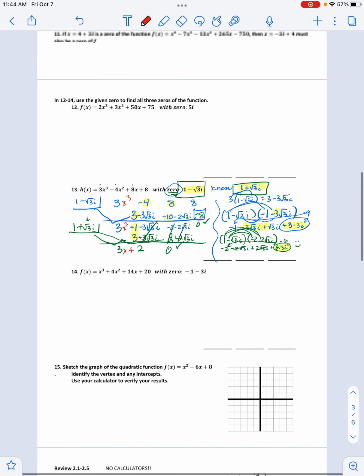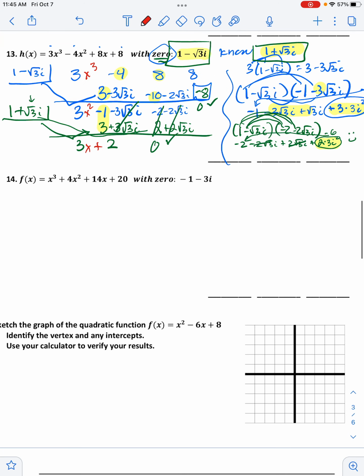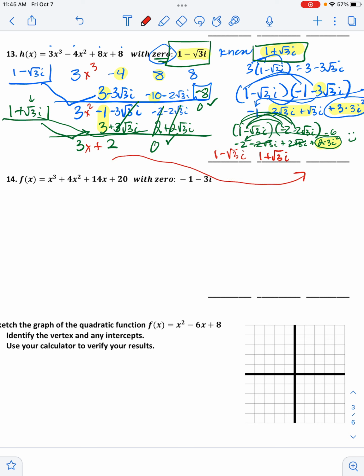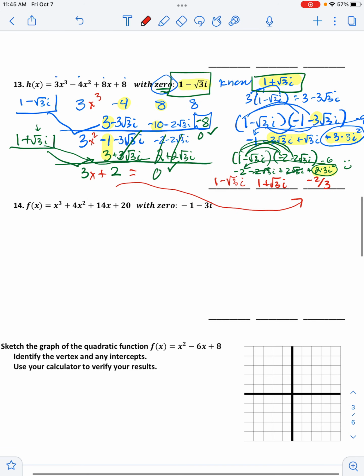So what does it want me to do? Find all the zeros. Okay, so let's go ahead and do that. My first 0 was given. Don't forget that one. My second 0 was kind of sort of given because I know in my big brain that they come in conjugate pairs. And then my last 0 coming from this is going to be negative 2/3, because that's what would make 3x plus 2 equal 0. So that is one of your options. That's one of your methods using synthetic division by an imaginary number.